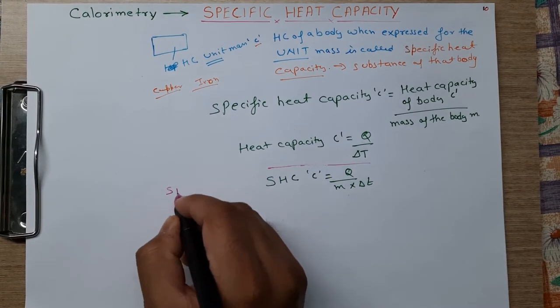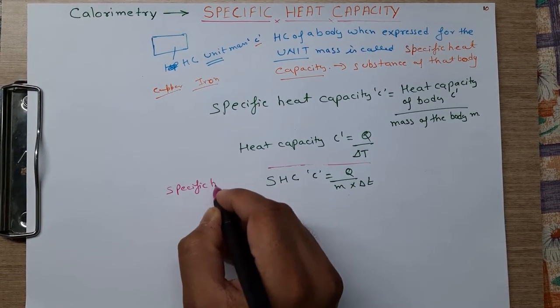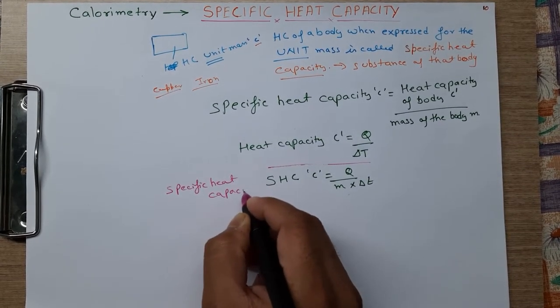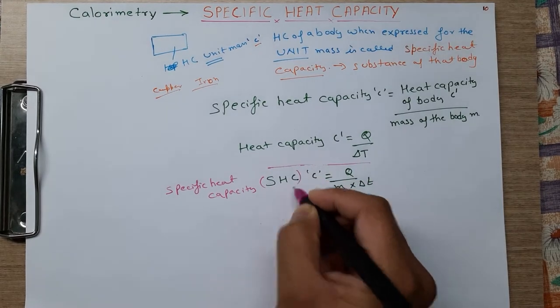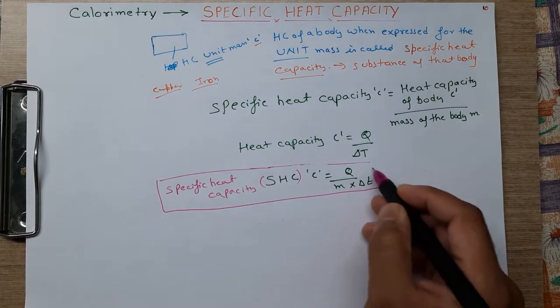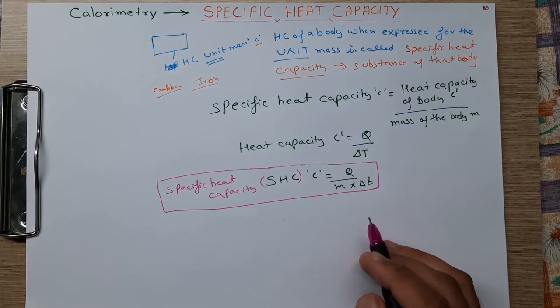Let me write it here. Specific heat capacity, SCH, right? So this is the formula of specific heat capacity.